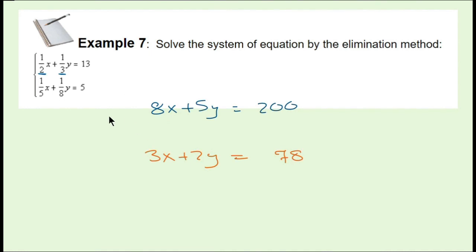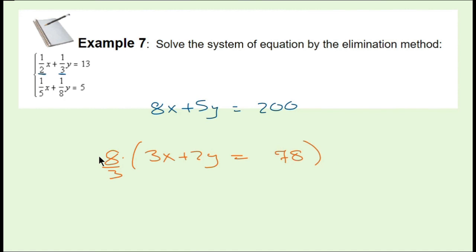In order to solve such a system of linear equations, we must either make this 8 or we must make this 5. So we must have the same coefficients. Then we must subtract both equations from each other. So let's make this variable here, let's make it 8. And you will see what I'm trying to do. In order to make 3 into 8, we must multiply it by 8 over 3.